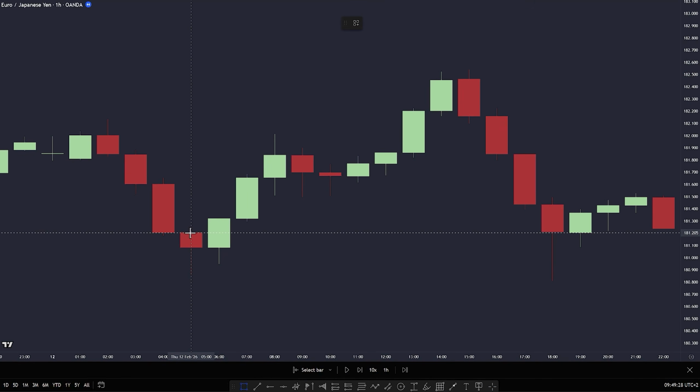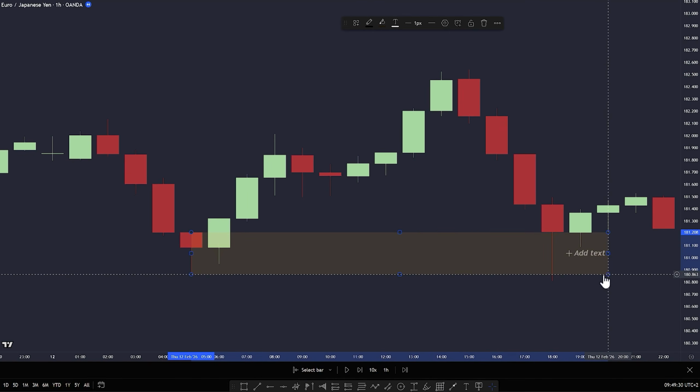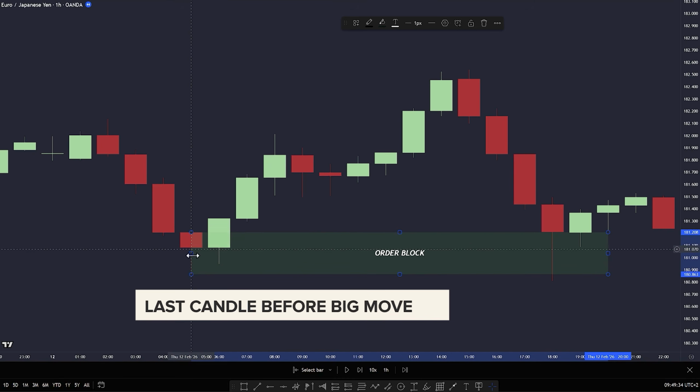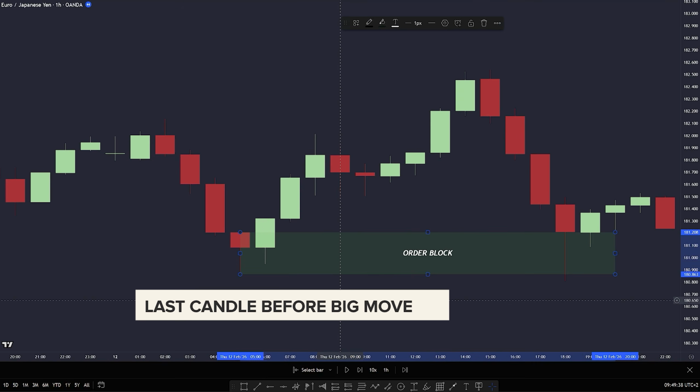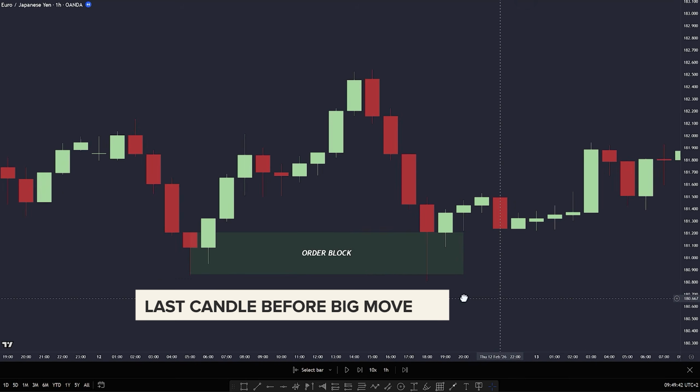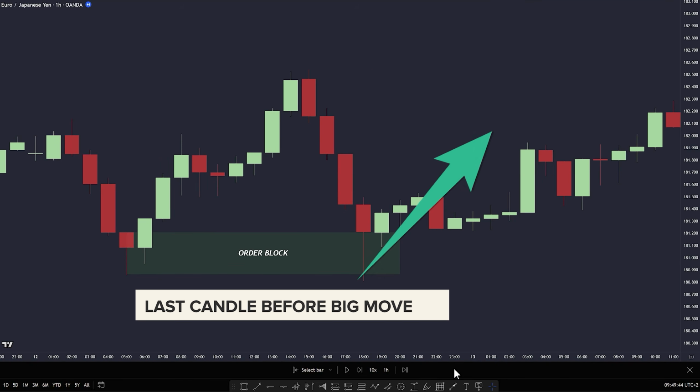Let me be honest about what this is. Order blocks are supply and demand zones with a rebrand. The last candle before a big move. That's where institutions build positions. When price returns, unfilled orders get triggered. Supply and demand. That's it.